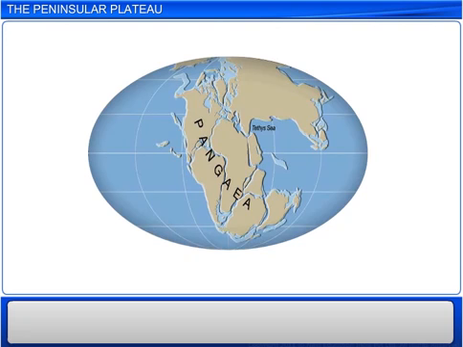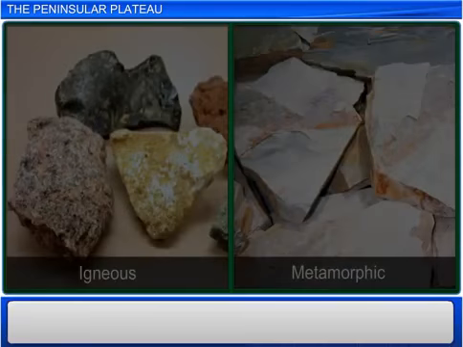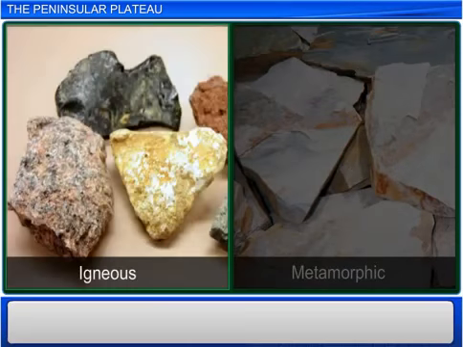Thus, the Peninsular Plateau is part of a very old landmass. This is also evident in the composition of the plateau. It is composed of old crystalline, igneous and metamorphic rocks.